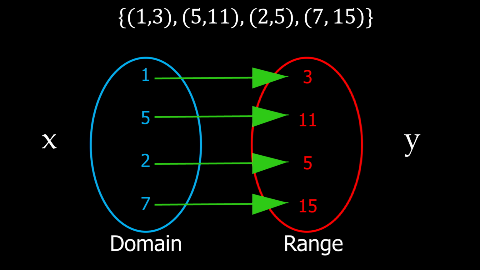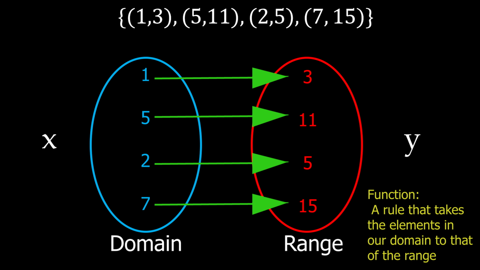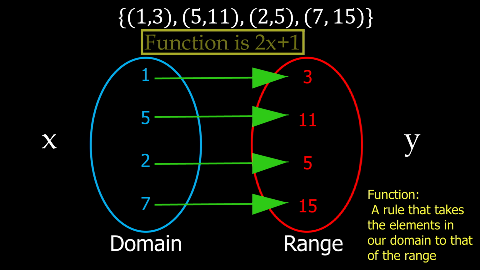Well, all the elements of the domain are related to some element in the range by some rule. We call this rule a function. In this example, the rule is to take each x value, multiply it by 2, and then add 1 to it.